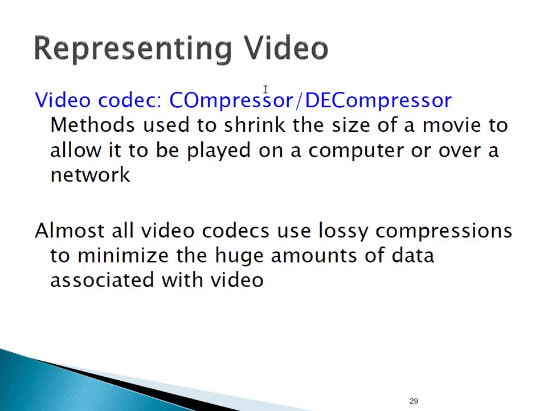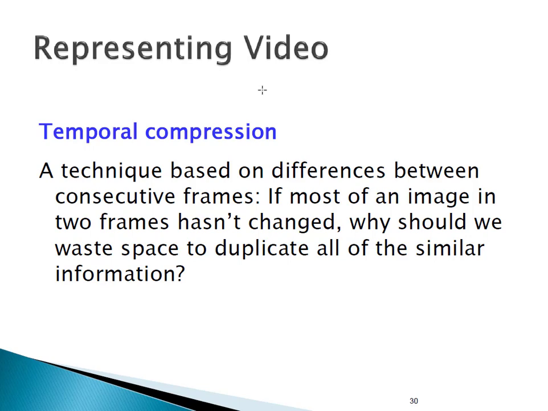Almost all video codecs use lossy compression to minimize the huge amounts of data associated with the video. And we can't help this, because if we had to reconstruct the video with every single image, you can imagine the time and the space that it would require. So the first kind of video compression we get is called temporal compression.